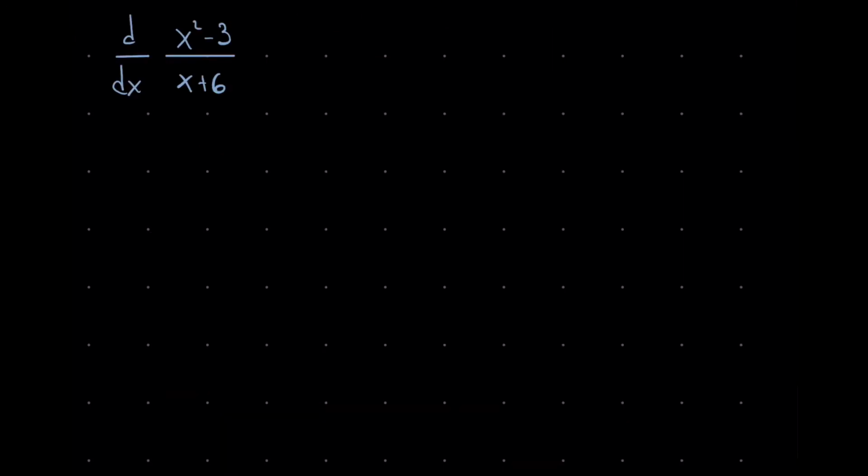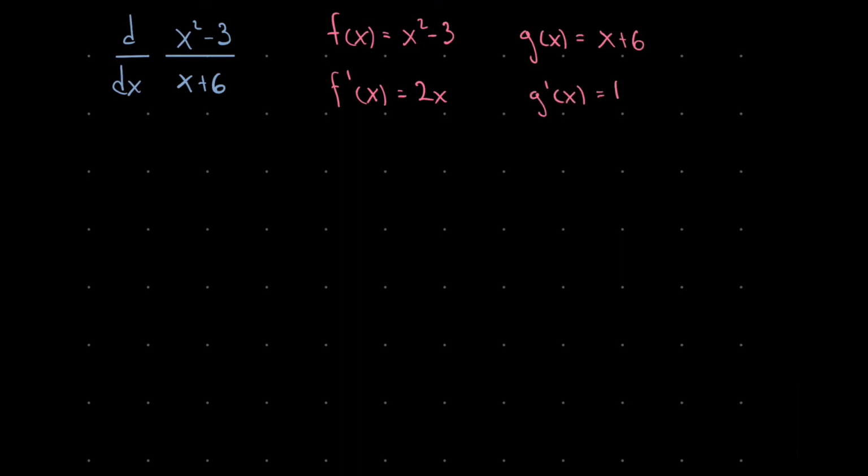We're asked to find the derivative of x squared minus 3 all over x plus 6. So once again, we'll identify the two functions we're working with. So first we have f of x is equal to x squared minus 3. This derivative, using the power rule, we get that it's just equal to 2x. And the denominator, we'll call it g of x. And this derivative is pretty easy. It's just 1.